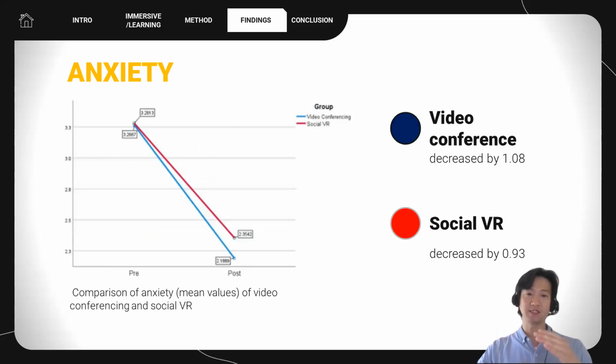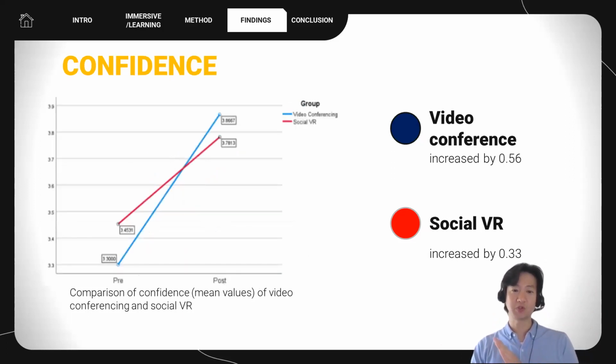For anxiety, you need to interpret it in the opposite way, because lower anxiety means more relaxed, less fear, and higher anxiety means more anxious. So video conferencing has less anxiety, meaning more comfortable, pre and post. This is a surprising result we didn't expect. For confidence, as you see here, there is a crossing line. Social VR starts with more confidence, but as time goes by, video conferencing surpasses social VR.